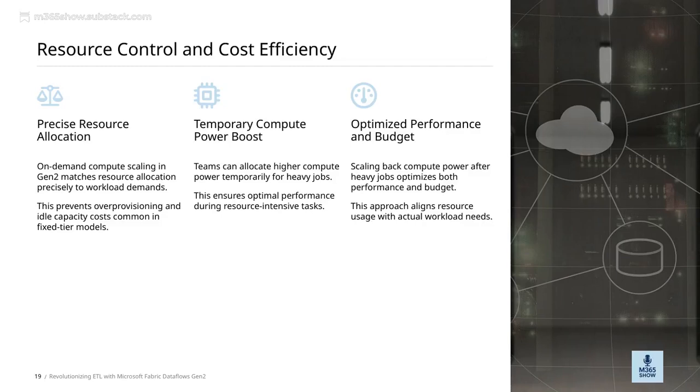With Gen 2, you can match your resource allocation precisely to what's needed, avoiding the pitfalls of fixed-tier models. This means no overprovisioning or paying for idle capacity, which can significantly cut costs. In essence, this approach provides you with precise resource allocation, scaling up when necessary and scaling back afterward, making your workflows both powerful and cost-effective. It's all about aligning your resources with the real demands of your workloads, which is a core part of the overall strategy to make ETL processes smarter and more efficient.